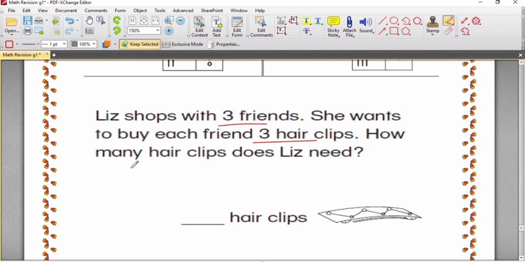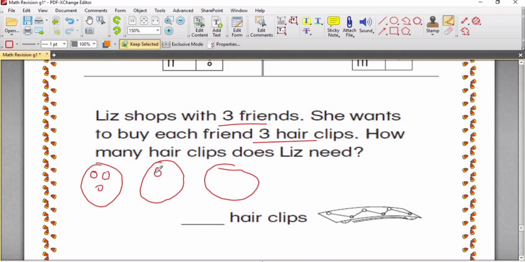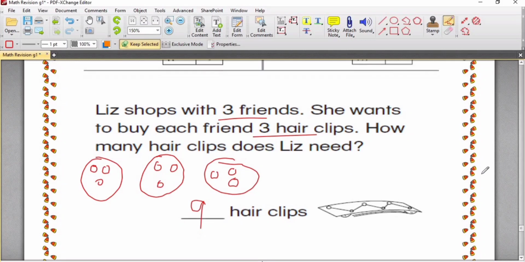We have 3 friends, right? Okay, like this. We have 3 friends. Each one will take 3. 1, 2, 3. 1, 2, 3. 1, 2, 3. So all we have, just count. Let's count together. 1, 2, 3, 4, 5, 6, 7, 8, 9. So she needs 9 hair clips. Okay, great.